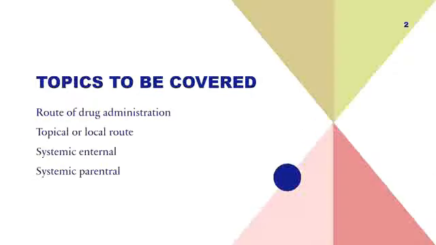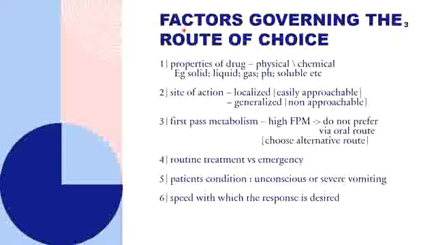Pharmacology second lecture. The topic we will cover is the route of drug administration. There are two routes: one is local or topical, and the other is systemic. In systemic there are two types, enteral and parenteral. So what are the factors governing the route of choice?